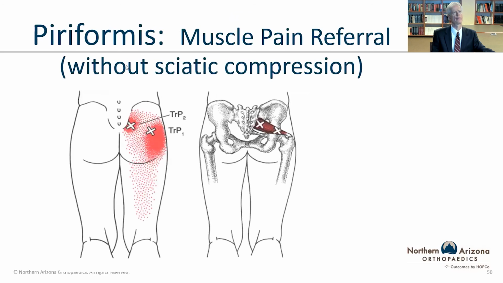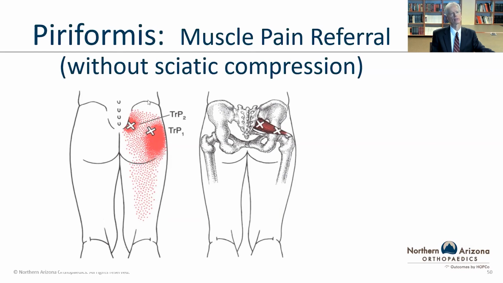So here, piriformis is a muscle. Now, these are called trigger points or tender points. Trigger points tend to refer. So this is not piriformis syndrome pinching the sciatic nerve. This is just the piriformis muscle that causes aching that looks like sciatica. It's aching down the back of the leg.